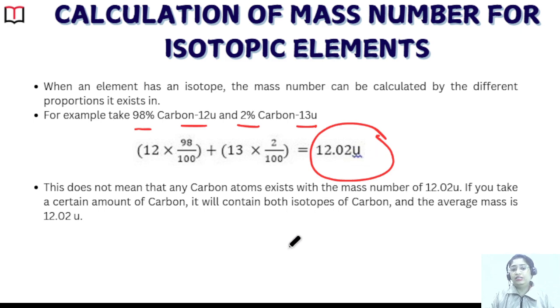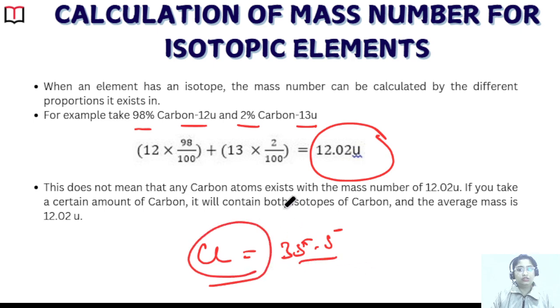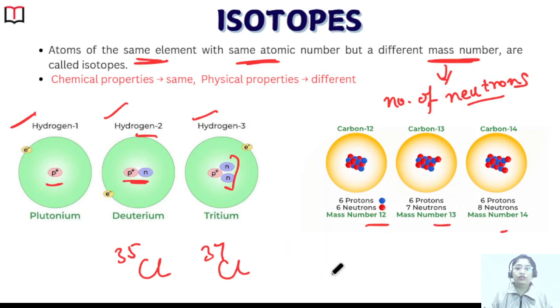This is the reason why, while doing the calculation for chlorine, we generally use 35.5. Okay, so you can also do this calculation for chlorine 35 and 37.